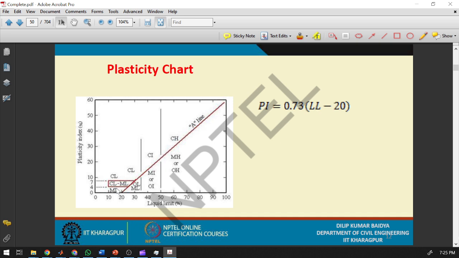We have this A line when we try to classify the soil. First of all, we take a sieve at 75 micron and sieve it. If 50% of the material is finer than 75 micron, we can say that it is predominantly a fine-grained soil. Sorry, I was saying more and less. And if it is greater than 75 micron, we can say it is a coarse-grained soil.